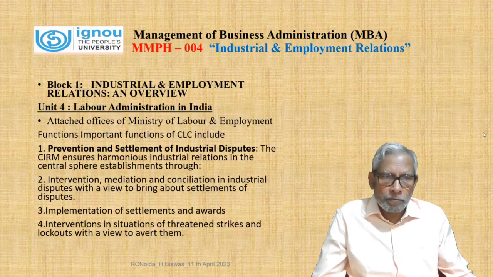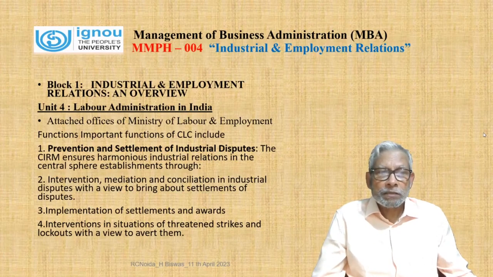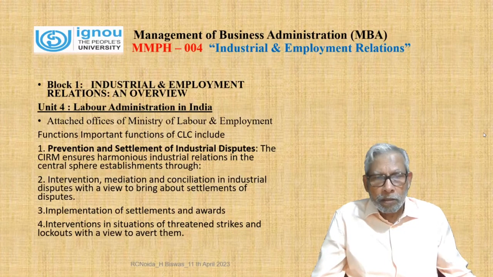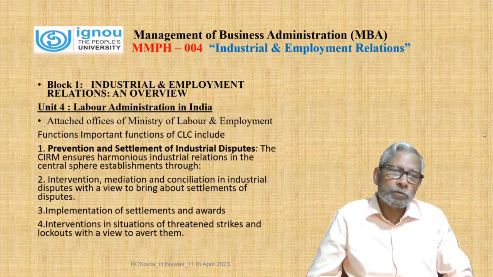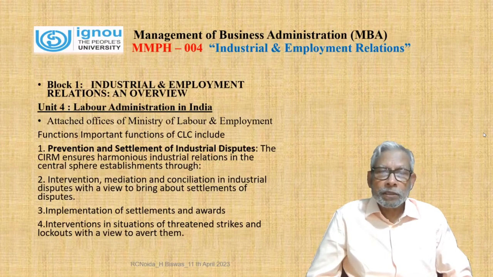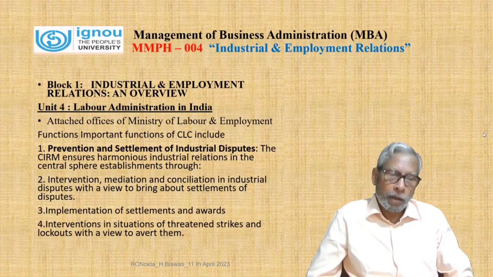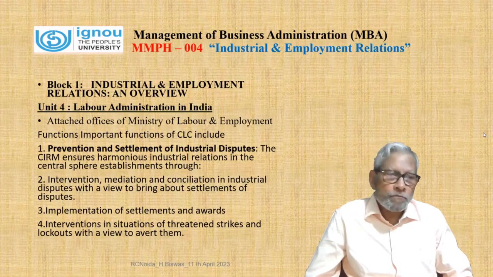The CIRM ensures harmonious industrial relations in the central sphere through interventions, mediations and conciliations in industrial disputes, with a view to bring about settlements of the disputes. Then implementation of the settlements and awards, if any. Awards are also to be given, that provision is also there. Interventions in situations of threatened strikes and lockouts with a view to avert them.